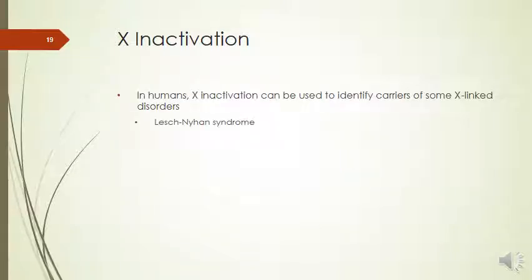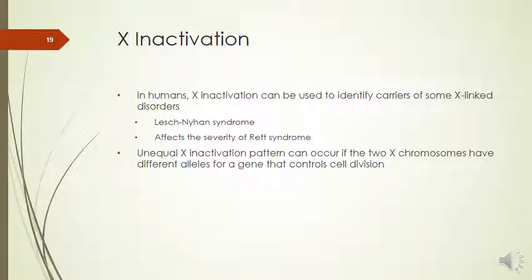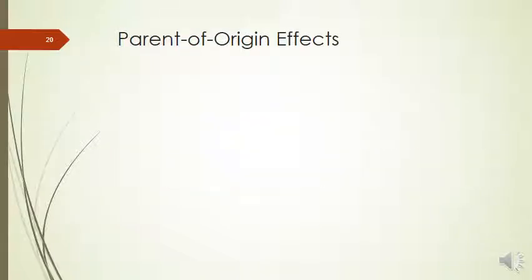X inactivation in humans can be used to identify carriers of some X-linked disorders. We will be looking at this at a later time and talking about such diseases as Lesch-Nyhan syndrome, and it also affects the severity in Rett syndrome. Unequal X inactivation patterns can occur if the 2 X chromosomes have different alleles for a gene that controls cell division. This gives certain cells a survival advantage.